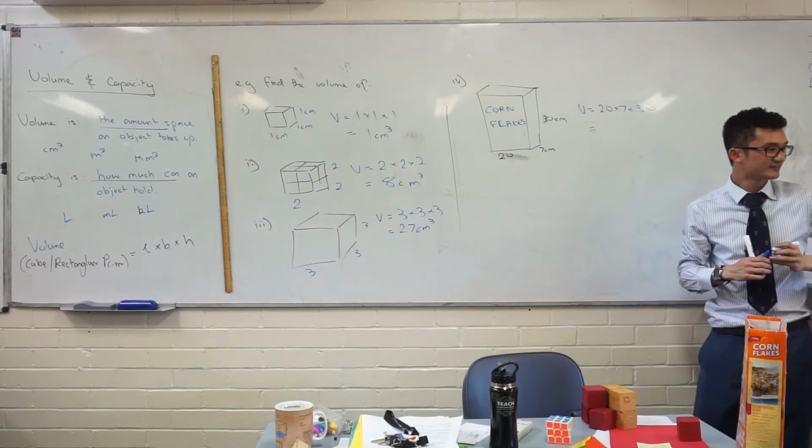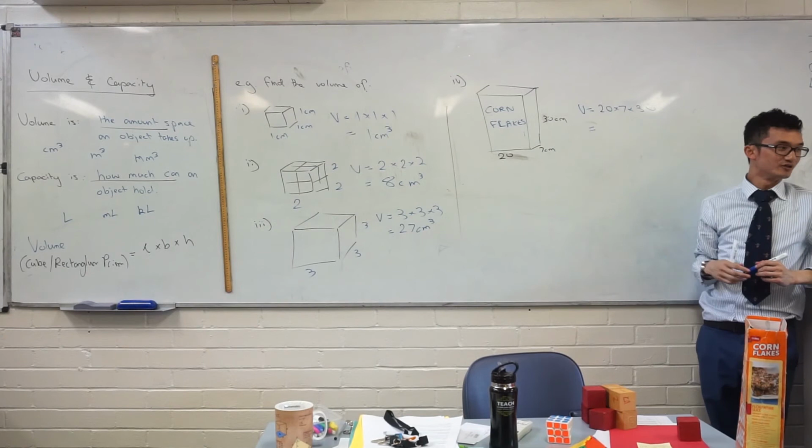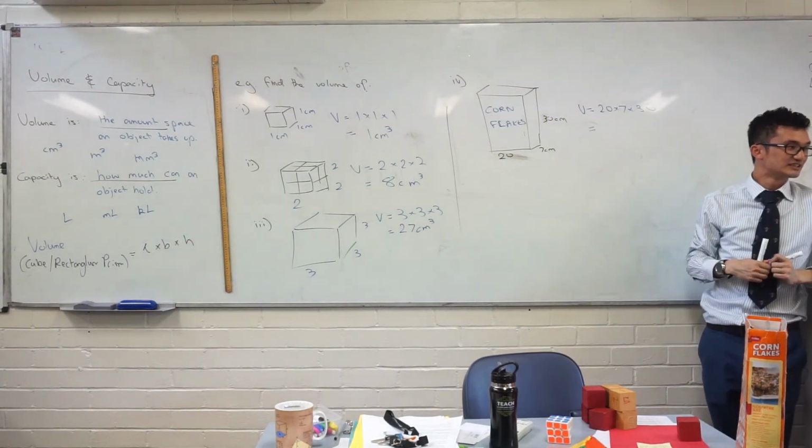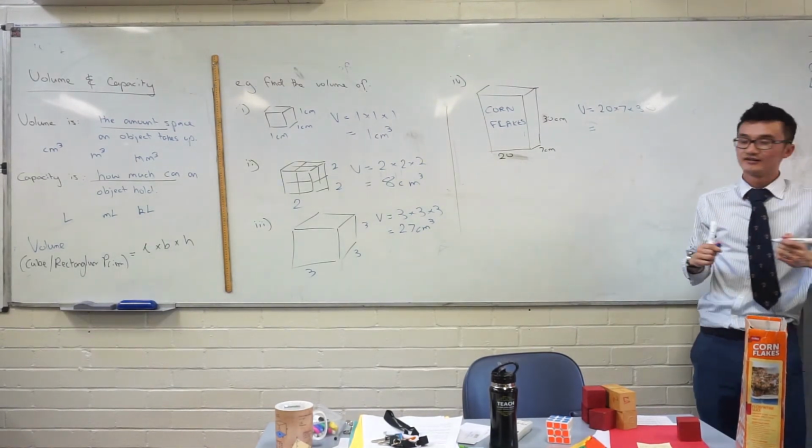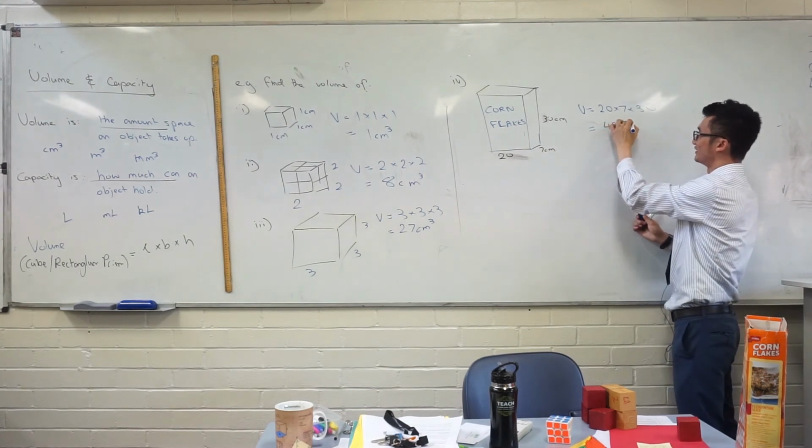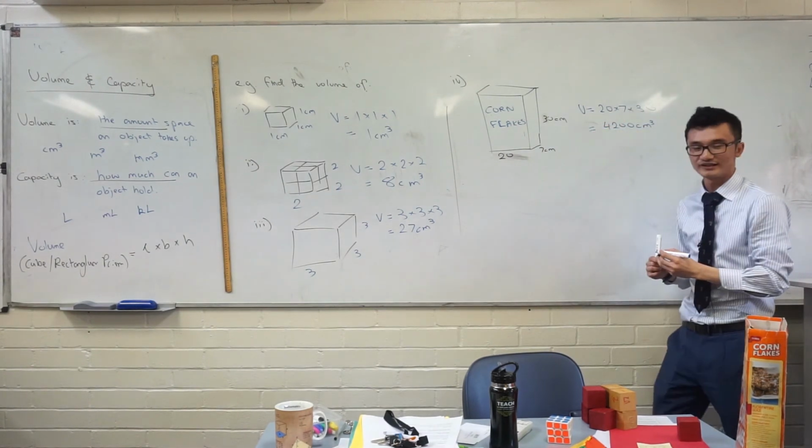What was the answer for that one when you multiplied all this? Okay, 4,200 cubic centimeters. Did we all get that? Yeah.